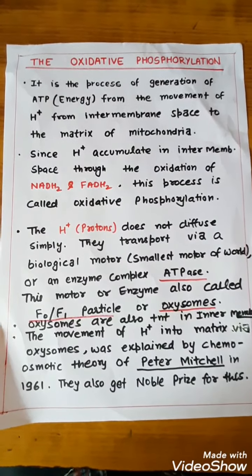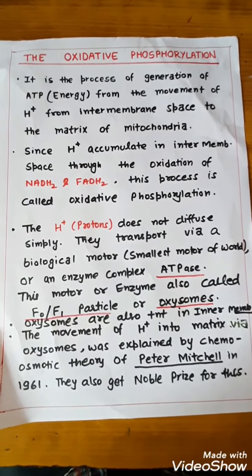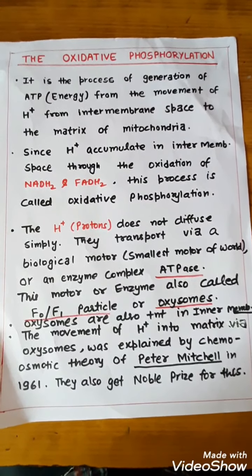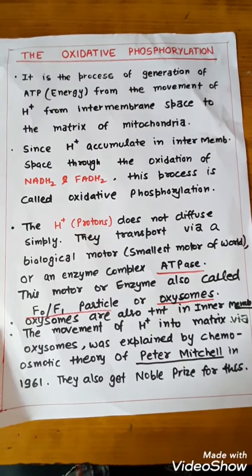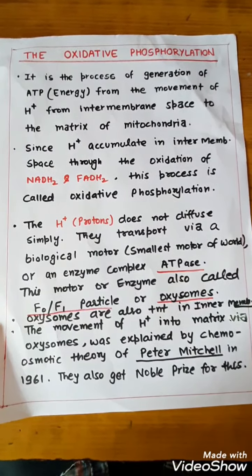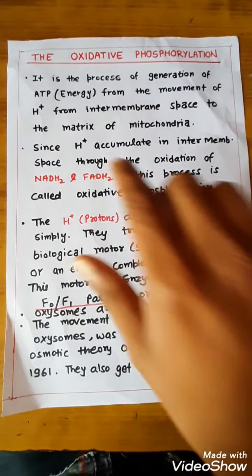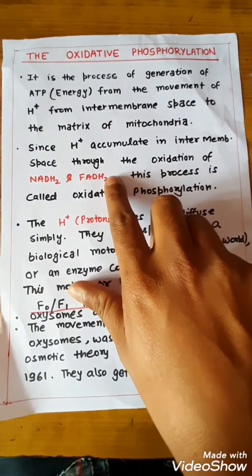In today's video, we will discuss oxidative phosphorylation, which is the last step of aerobic respiration. In aerobic respiration, after glycolysis and the Krebs cycle, most of our energy is still trapped inside the high energy coenzymes. Those were NADH2 and FADH2.